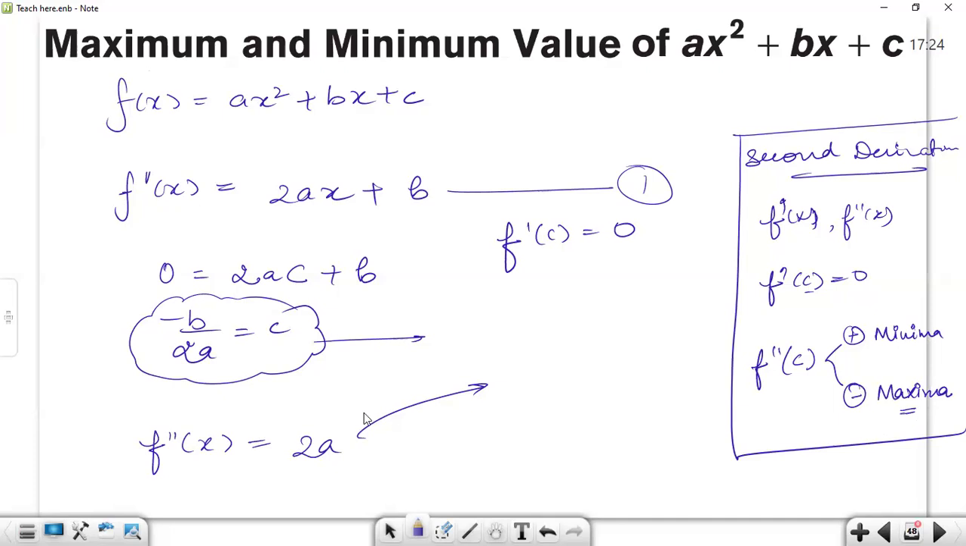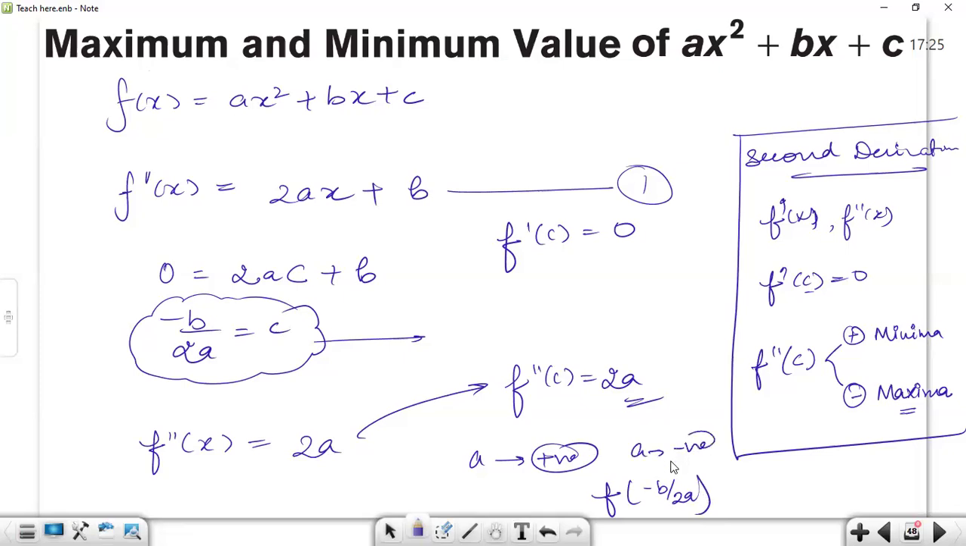Now here, even if we substitute x with c, this still remains 2a, which is dependent on the sign of a. If a is positive, we will be able to find the minimum value of the function at minus b by 2a. And if a is negative, then we are going to find the maximum value of the quadratic function at the same point, f of minus b by 2a, which is the critical point here.